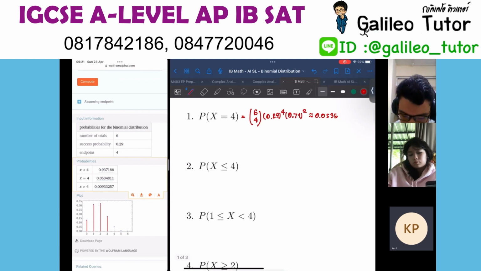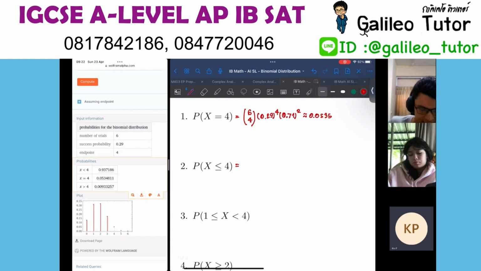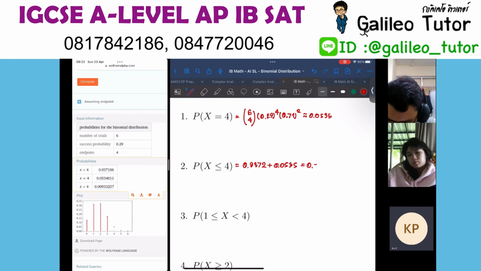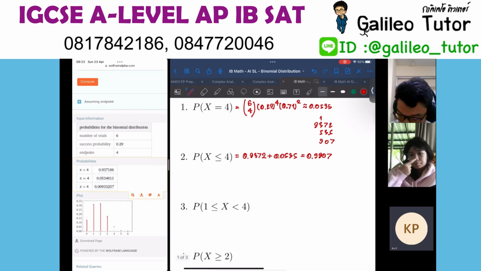Now what about the second one? The probability of x less than or equal to 4. You have to do the CDF. So what is that CDF? For me, it's going to be 0.9372 here, plus this value, 0.0535, which is 0.9907. Very good. We got it.